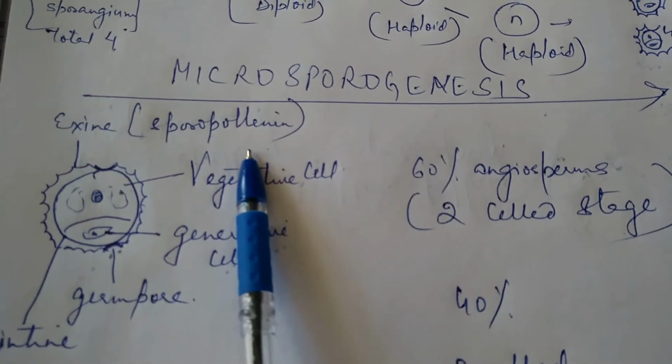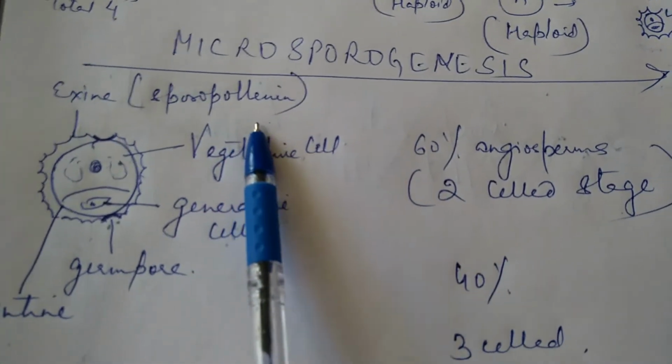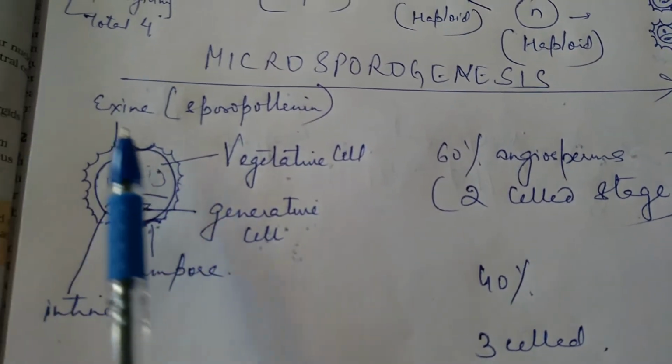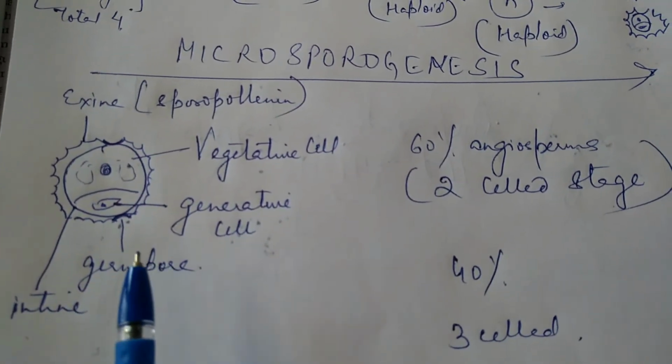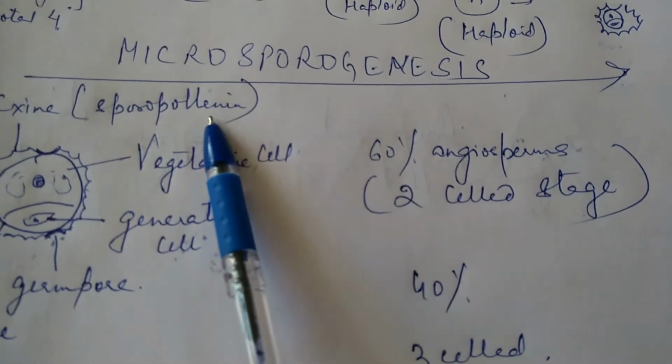This is 1 mark question. Name the hardest known substance present in the exine which helps the pollen grain to survive in the conditions of desiccation. So the answer is sporopollenin.